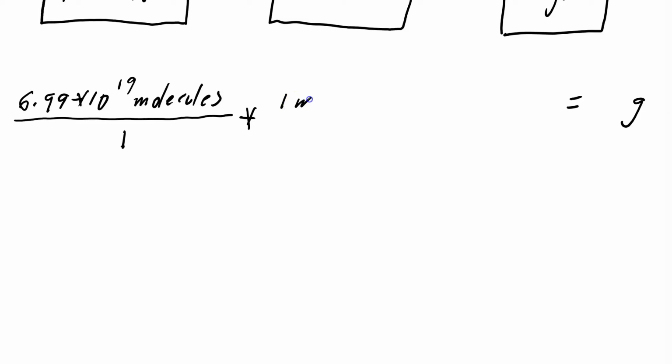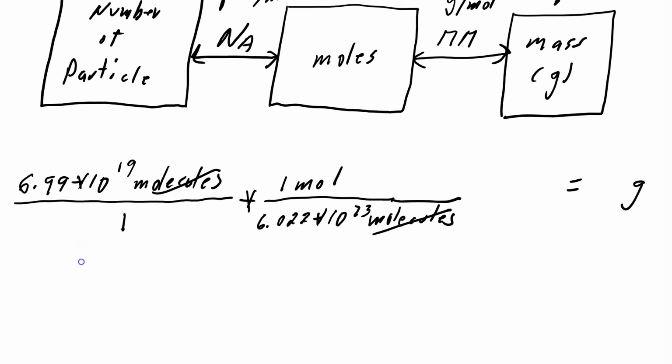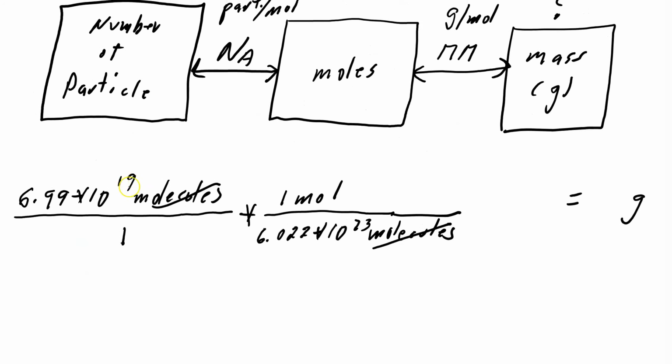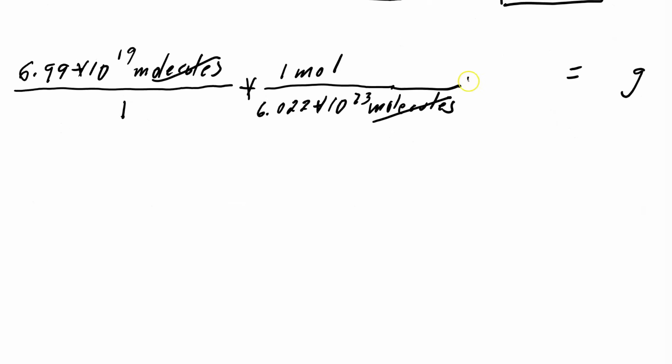I want moles upstairs, so I'm going to have 1 mole divided by 6.022 times 10 to the 23rd. And in this case, the particle is molecules, so let's write that. Okay. And molecules cancel. So at this point, we have moles. That is to say, if we turn on our calculator and we divide the number of molecules by Avogadro's number, the answer we get on our calculator will, in fact, be the number of moles in this many molecules. But we're interested in grams, so we need our next conversion factor, which is the molar mass.